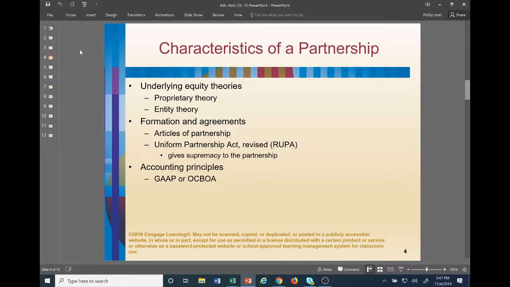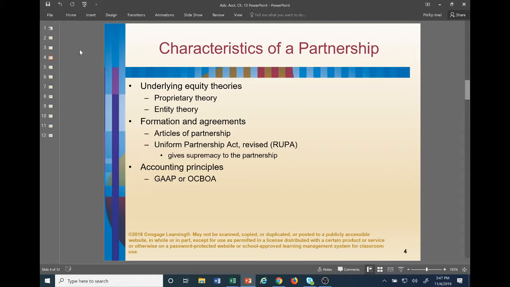Unlimited liability of general partners extends beyond the entity to the individual partners. Income of the partnership is not taxed at the partnership level, but instead is included as a part of the partner's individual taxable income. And lastly, an original partnership is dissolved upon the admission or withdrawal of a partner.